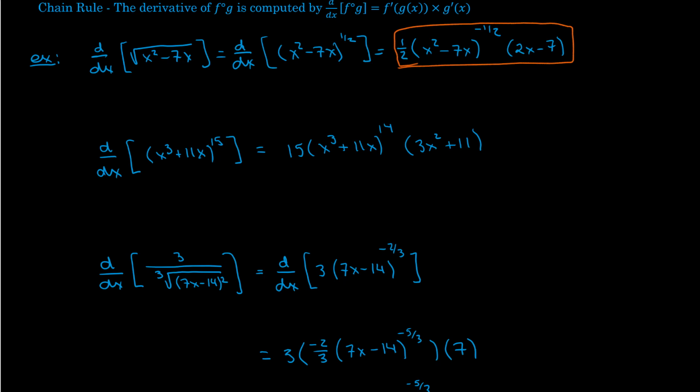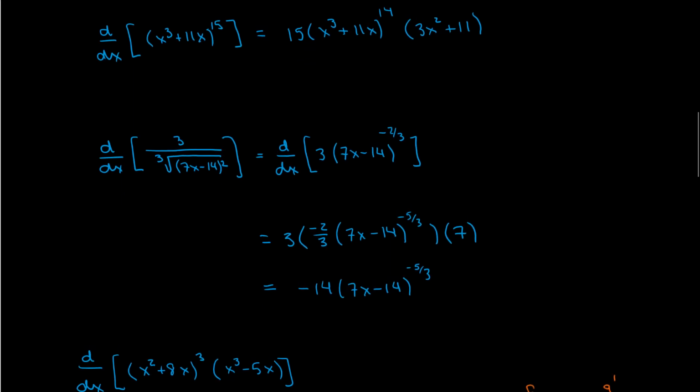Let's take a look at another example. Here we have a situation where we have x cubed plus 11x raised to the 15th power. One way to solve this would be to multiply it out 15 times, combine like terms, and then use the power rule. Yeah, that sounds like a lot of fun. Let's not. Another way to look at this is there is a function on the inside, the x cubed plus the 11x, and on the outside is another function, an exponent of 15, applied to what's inside. We can use the chain rule here.